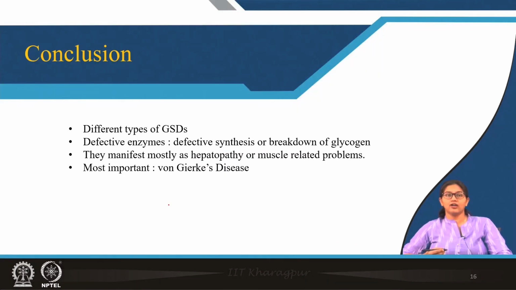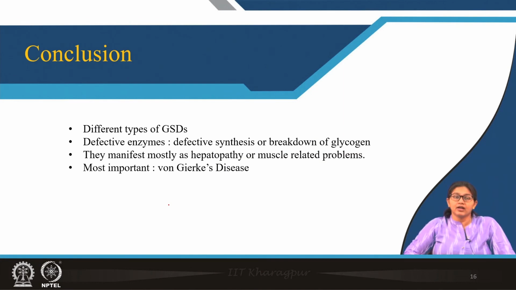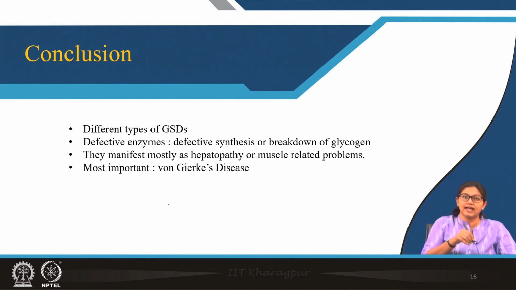So, this is all about glycogen storage disorder. We have learned from these sessions the different types of glycogen storage disorder, and those are all due to either defective enzyme synthesis or defective enzyme function, which ultimately causes defective glycogenesis or defective glycogenolysis. The manifestations of glycogen storage disorder are at the level of the liver or the muscle, causing hepatopathies or muscle related problems.